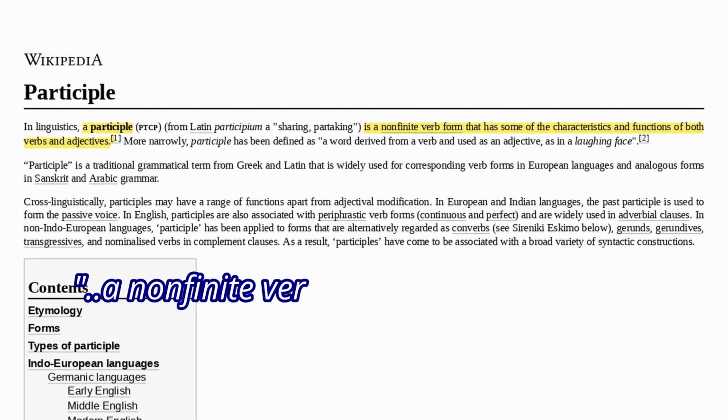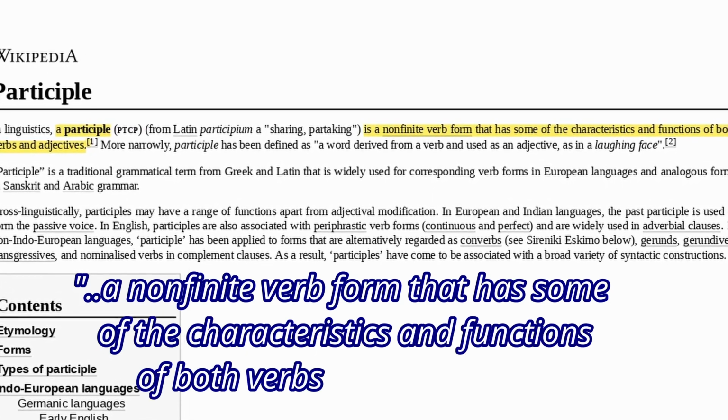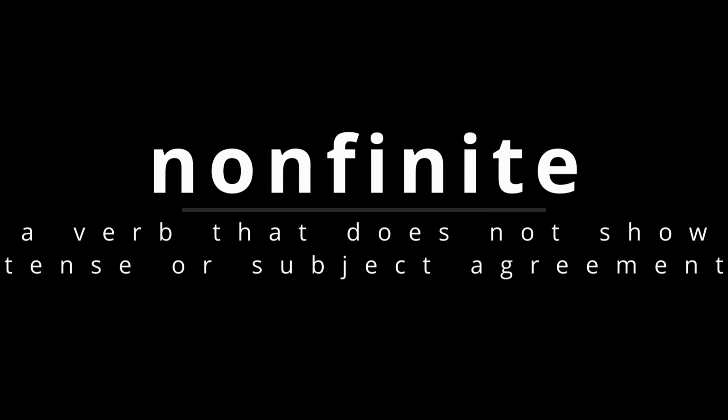But getting back to participles, Wikipedia describes them as a non-finite verb form which has some of the characteristics and functions of both verbs and adjectives. This basically means that in some situations they have the meaning of an action, but as they are non-finite, they cannot tell us anything about tense, or if the subject is singular or plural, or if it's first, second or third person. And it's important to remember that although they are called past and present participles, this doesn't actually refer to their tense. They can be in all tenses.